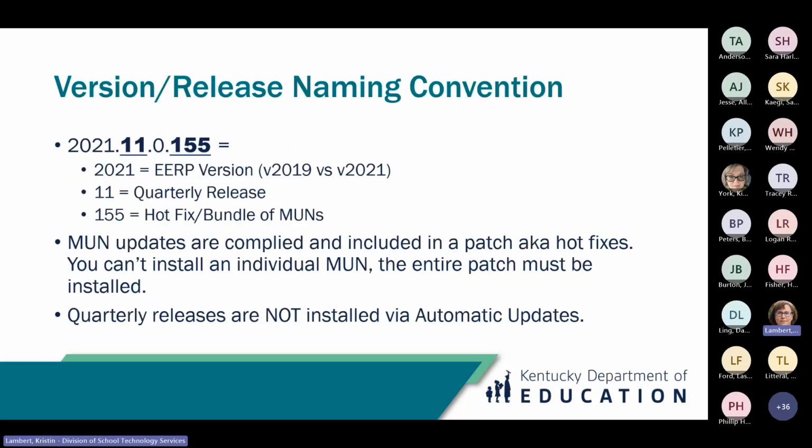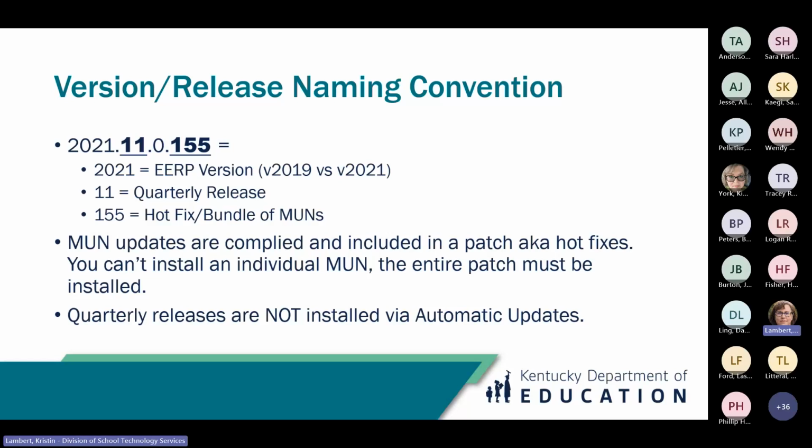So the next thing I want to talk about is the version release naming convention. The first numbers, the year, indicate the ERP version you are running. The next is the quarterly release. So in this example, I have 2021.11.0.115. 2021 is the ERP version, and we'll be on version 2021 for some time. The 11 is the quarterly release. Most districts in Kentucky are on .10.